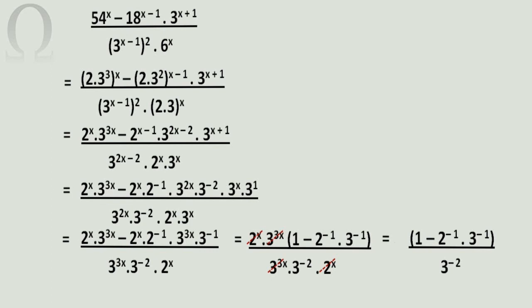And that equals 1 minus a half times a third, all over 1/9. Simplifying that we get 1 minus 1/6, all over 1/9, which equals 5/6 over 1/9. We then tip and times to get 5/6 times 9 over 1. And that simplifies to 45 over 6, which equals 15 over 2.